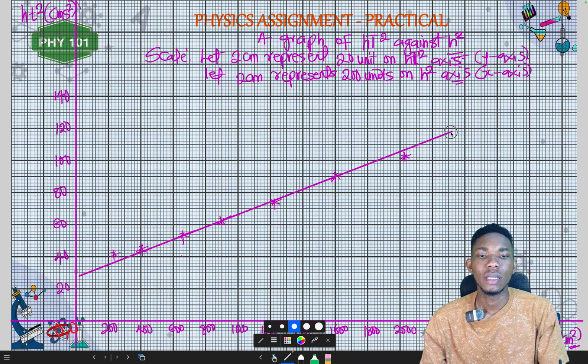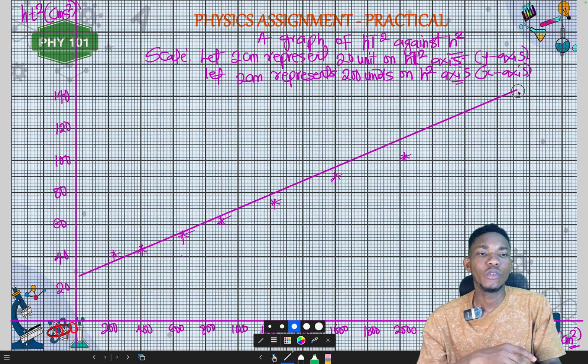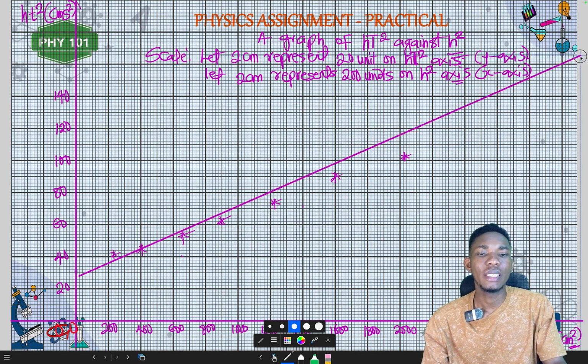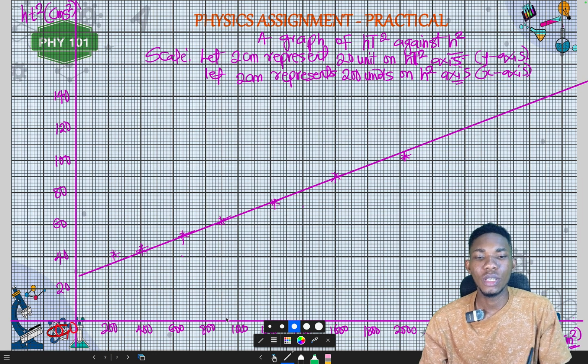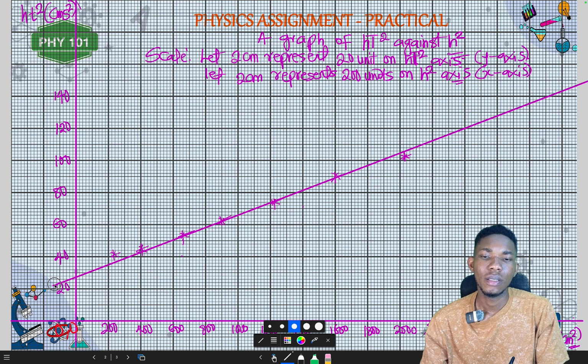Now, my dear student, the line of best fit must be in such a way that some of the values will fall out and some will fall in. And your line must reach the ending of your graph. Are you getting it? So you can see how I am ruling it. And then it must reach the ending of your graph. This one is not the straightest you can get, but I think it's okay like this.